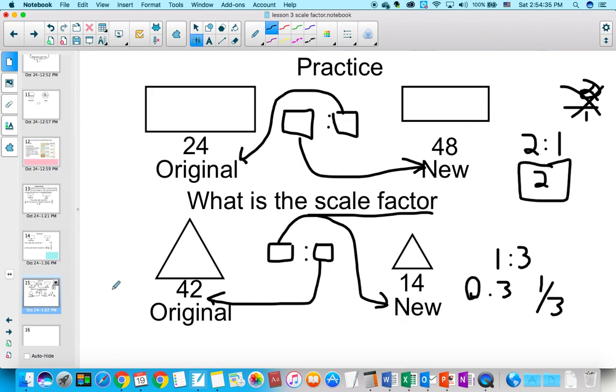So scale is a bit of an odd sort of thing, but it's applied in many jobs and many things in everyday life. So it's actually important to understand how scale factor and scale ratios work.